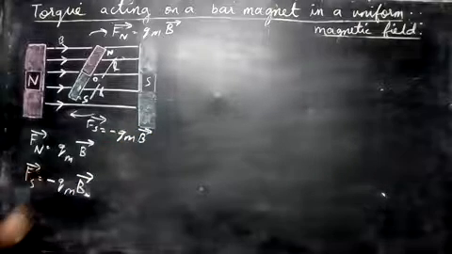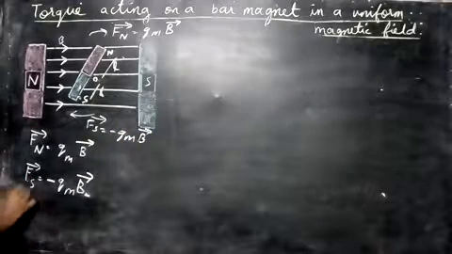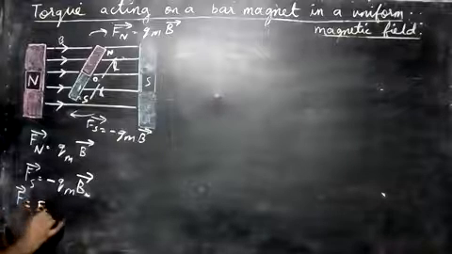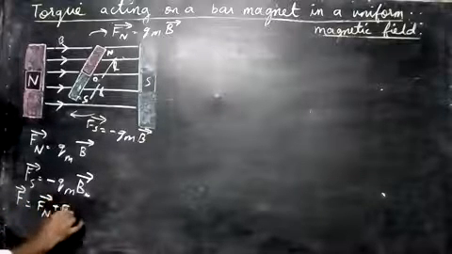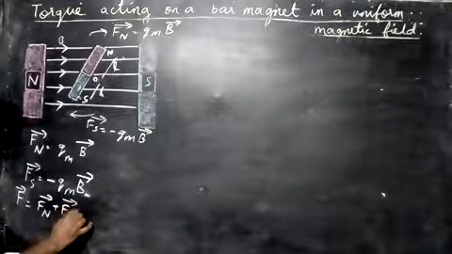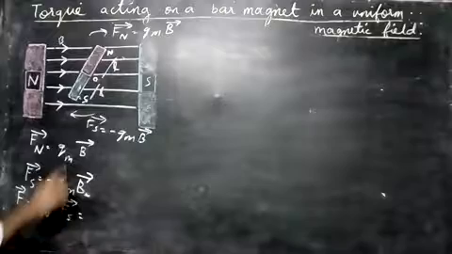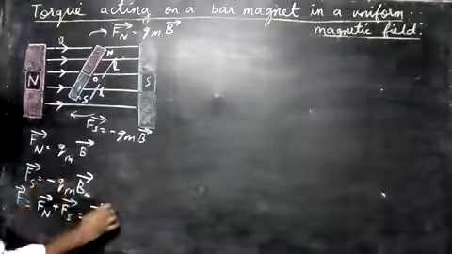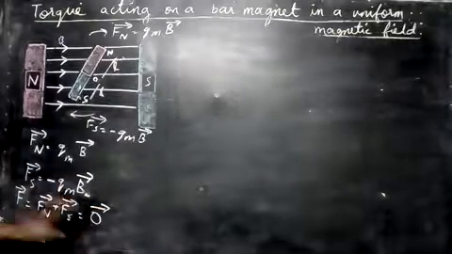So let's see the total force here, the net force. That will be equal to Fn, force on the north pole, plus force on the south pole. When you add these two, we get 0. So that is 0 vector. We can also say it's a null vector.